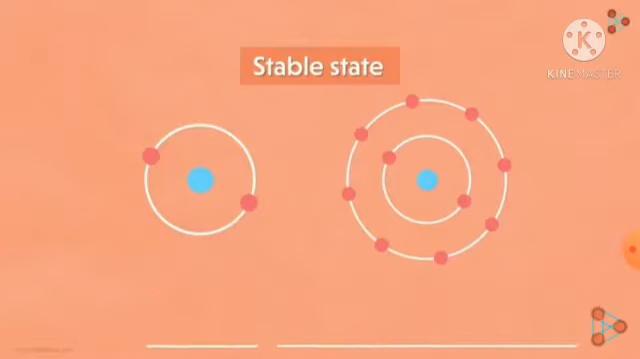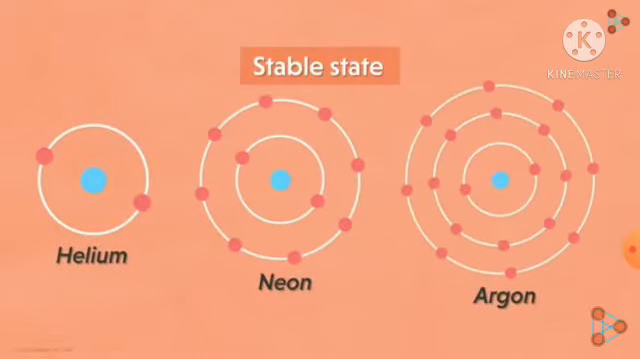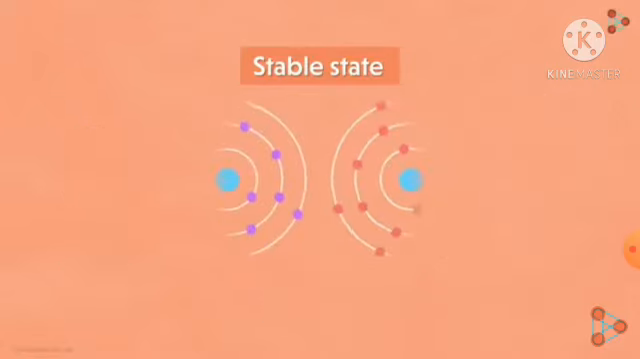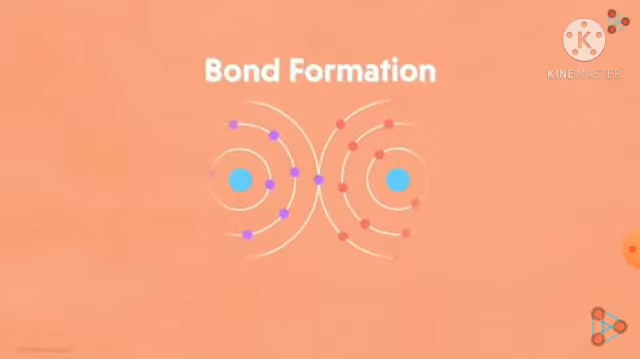But the stable state is seen only in case of a few elements. We know that elements like helium, neon, argon, etc. have atoms with such desired electronic configuration. But what about the case of atoms which do not have this octet? Yes, they will participate in bond formation. That means they will either give or take or share electrons.